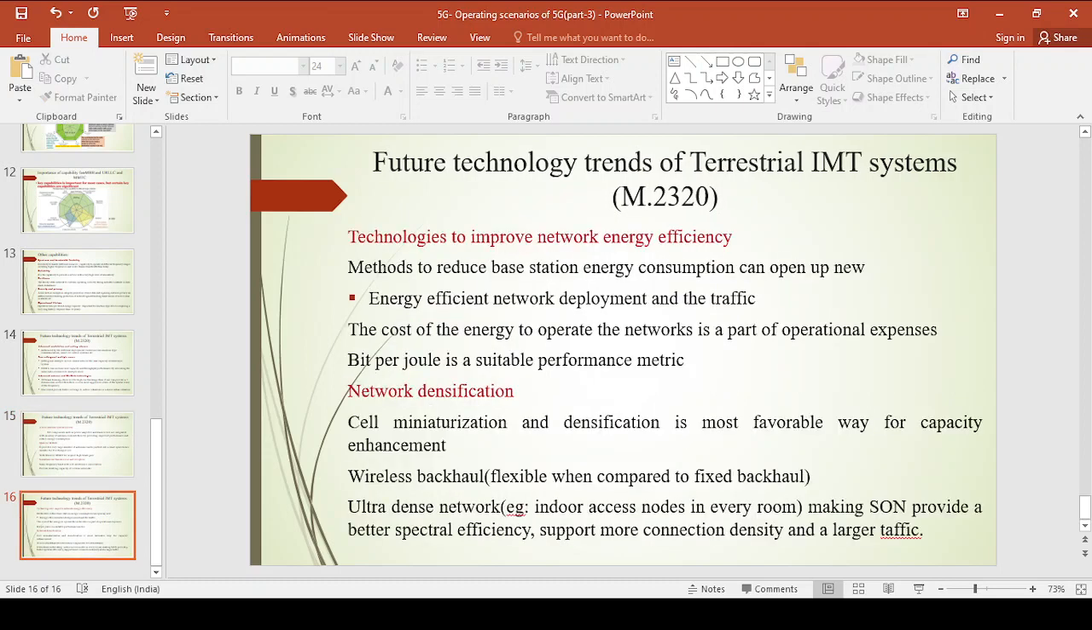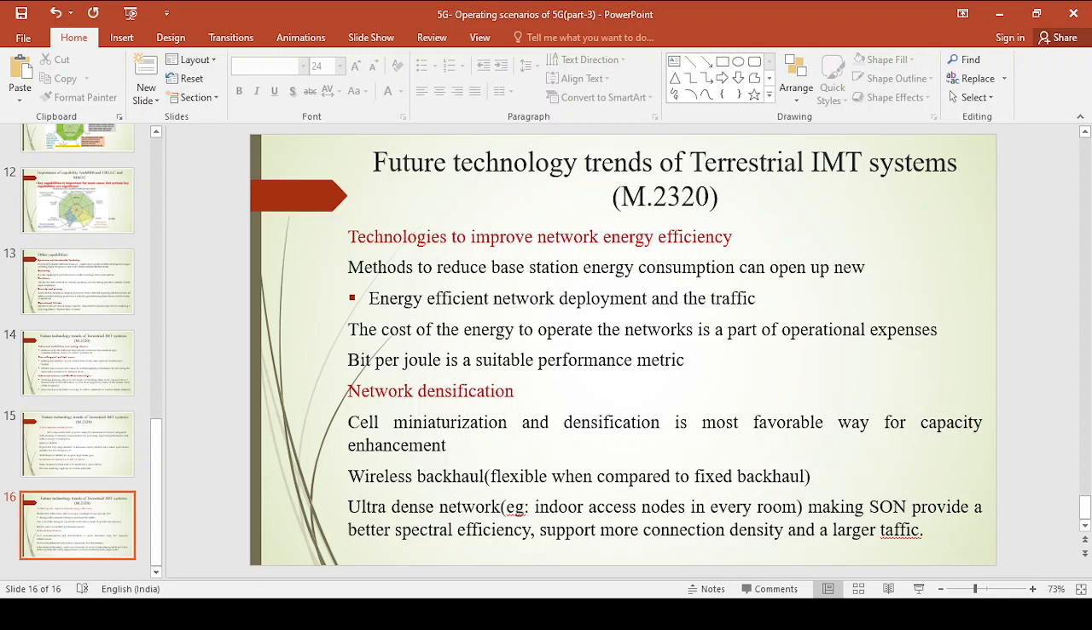Now coming to the next thing, we have technologies to improve network energy efficiency. That means we will see what technologies there are in order to improve the network energy efficiency. Now one of the methods is to reduce base station energy consumption. We will see the different methods that are responsible for reducing the base station energy consumption. That is one of the ways through which you can improve the network energy efficiency.